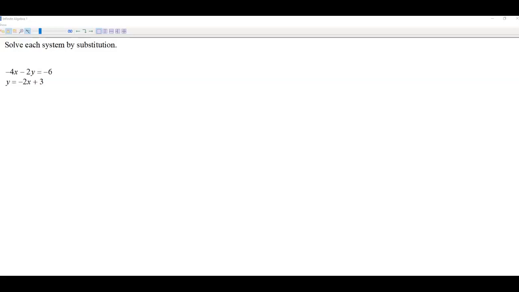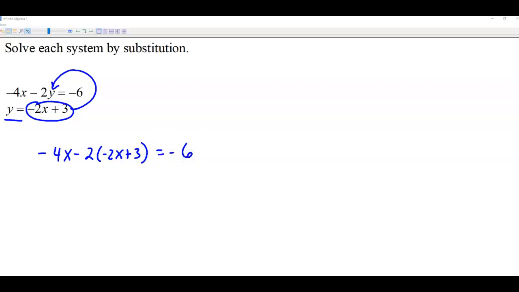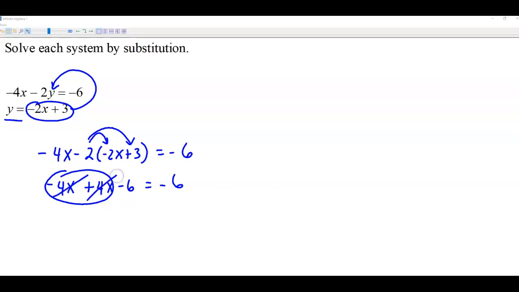So it's another substitution question. So we're going to start by identifying where our y equals is. And there's that. And y equals -2x plus 3. So I'm going to replace the y with -2x plus 3. Once again, we're going to distribute. I'm distributing a -2 this time, so that will change the signs. Next, we're going to combine our like terms, and those cancel each other out, and I'm left with this.